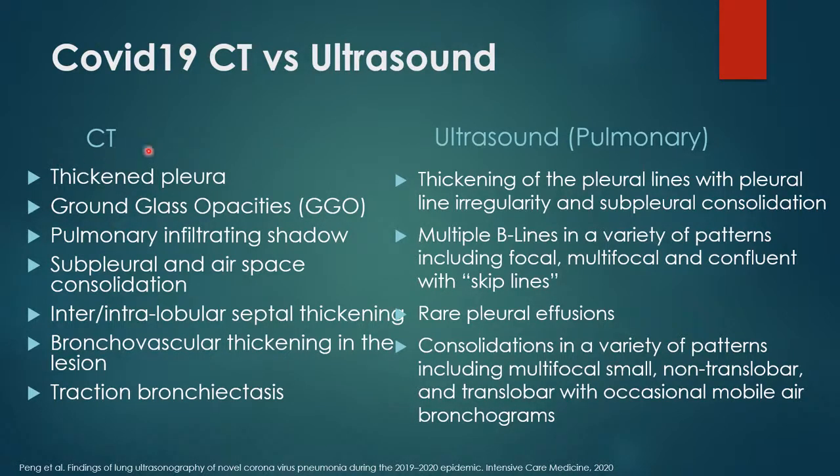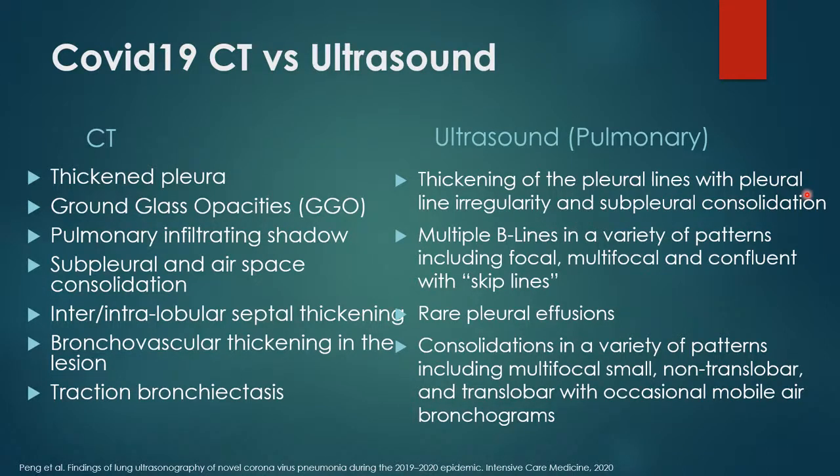But CT, you're going to have thickened pleura, ground glass opacities, or the crazy paved road. You're going to have pulmonary infiltrating shadow, subpleural and airspace consolidation, and a host of other things that show up on CT, which again are not as specific as we'd like.